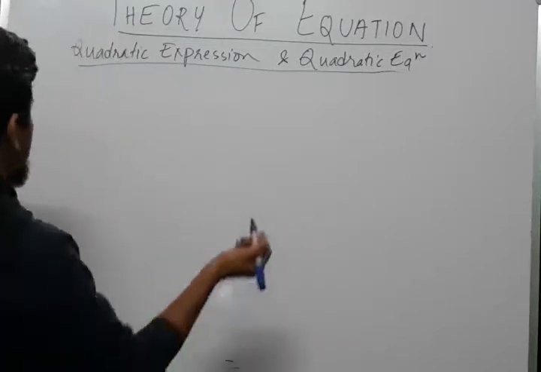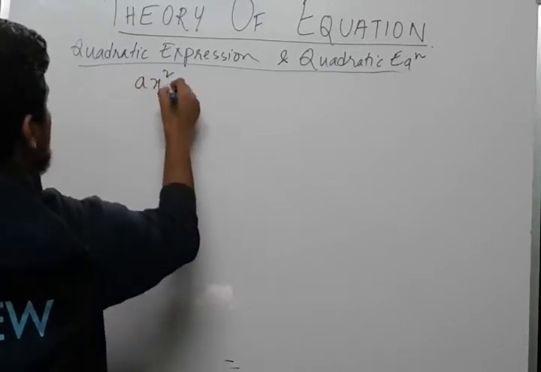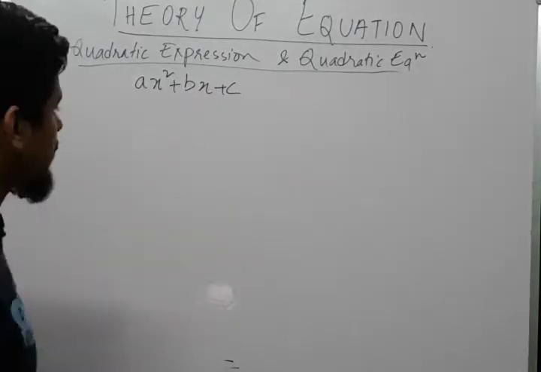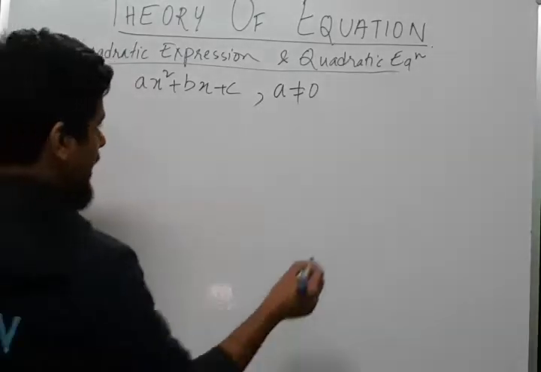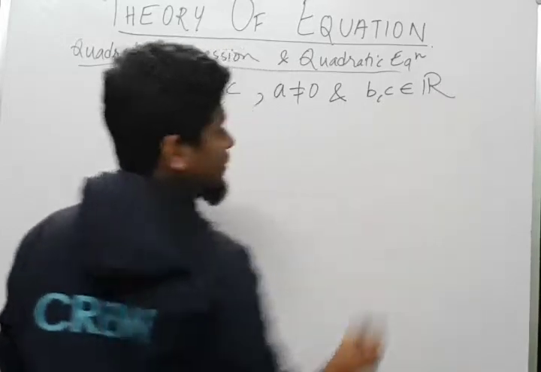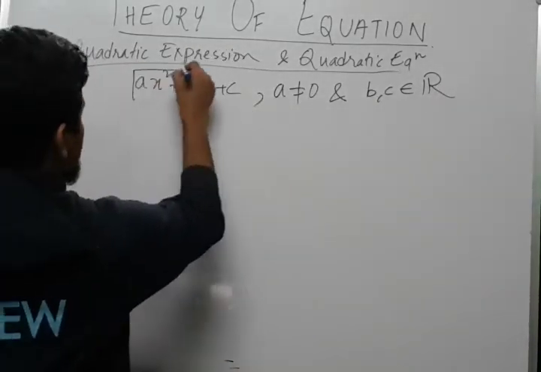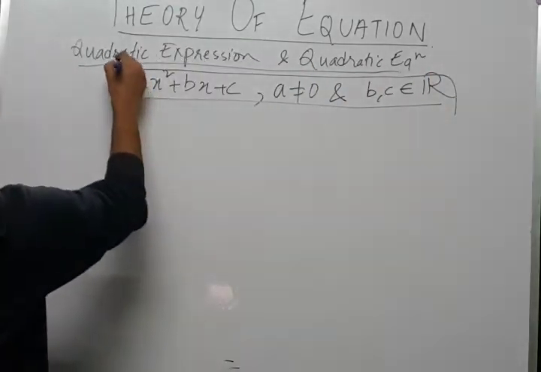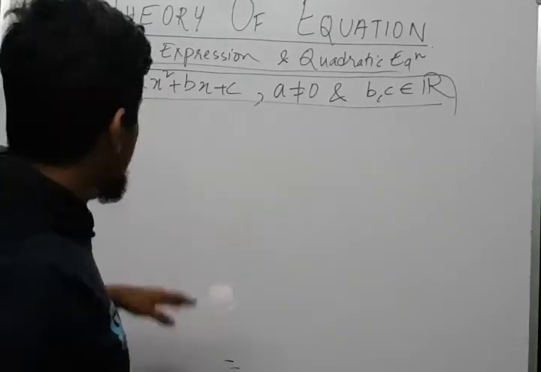A quadratic expression is basically any expression of the format ax square plus bx plus c, where a is not equal to 0 and b and c belong to the set of real numbers. In that case, this entire thing is the quadratic expression. So this is the definition of a quadratic expression.